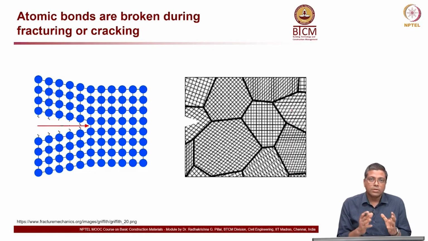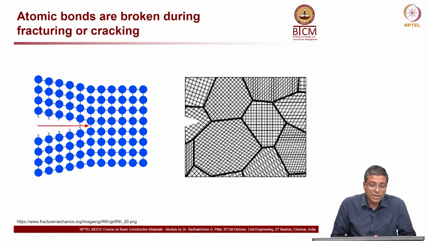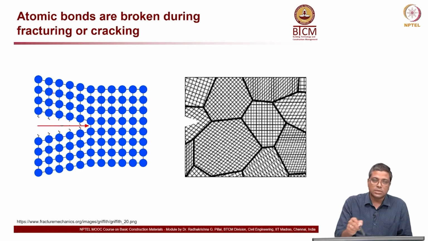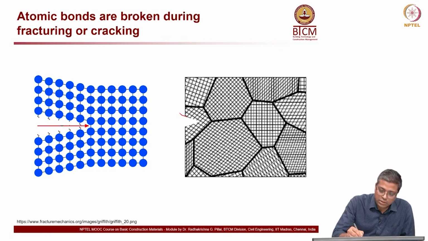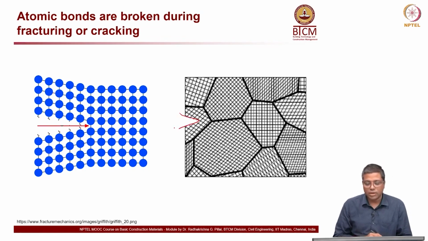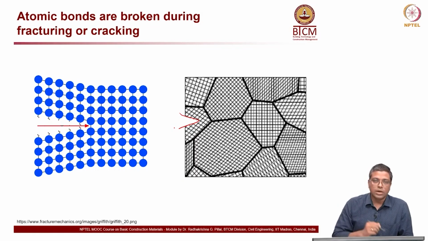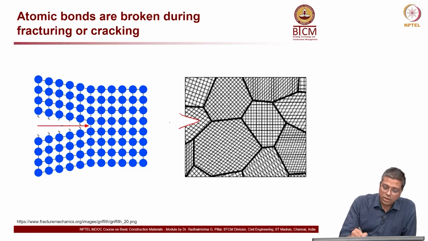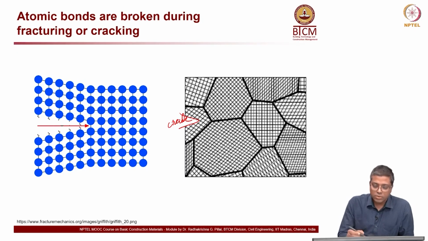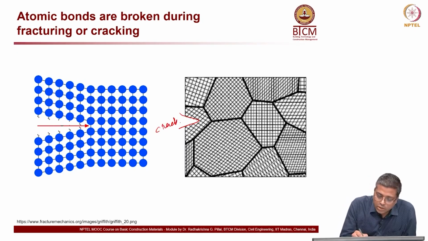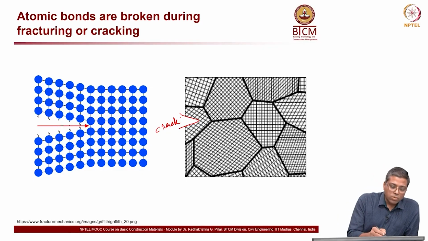Now coming back, how does this fracture happen? If you look at a microscopic level, you can see similar to the crystal structure. Here you can see there is a crack. I have drawn this crack on the same grain structure which we saw two slides ago. Now, how will it look?